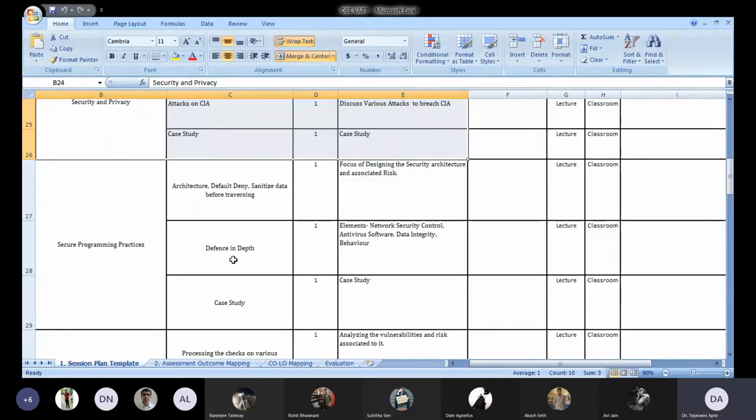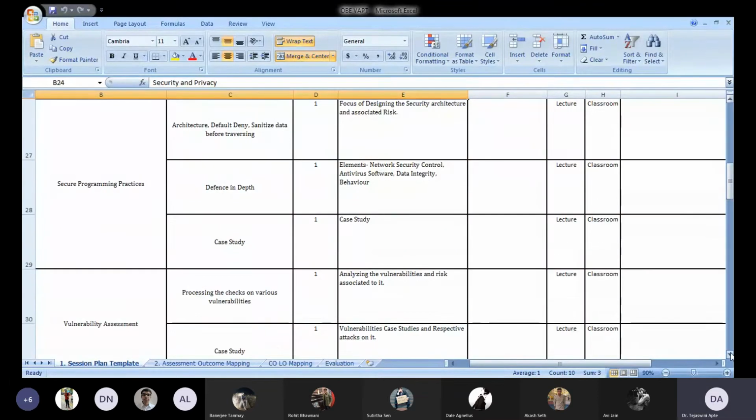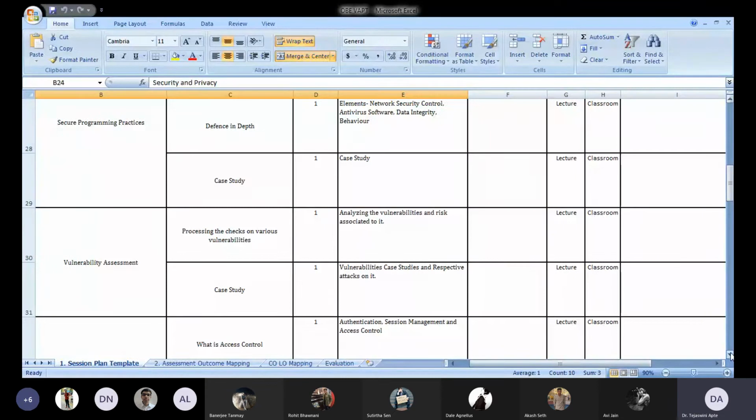Fine. So here we have discussed network security. Antivirus software could be there, data integrity. The next thing we discussed was vulnerability. For vulnerability, I have shown you the CVE as well as CVSS. Can you tell me the difference between CVE and CVSS? We have already discussed this.